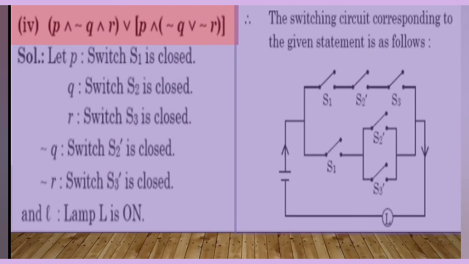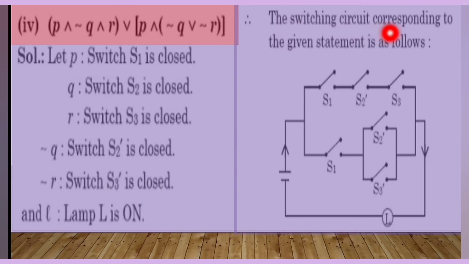Next is: P and negation Q and R, or in bracket P or negation Q or negation R. First write the statements: P, Q, R, negation Q. Start from the P statement, S1 is closed. Q statement, S2 is closed. R statement, switch S3 is closed. Negation Q means opposite of S2, S2 dash is closed, and last, negation R, S3 dash is closed. And L means lamp is on.